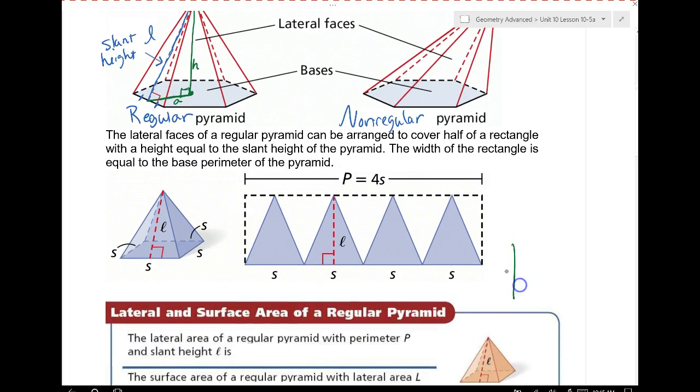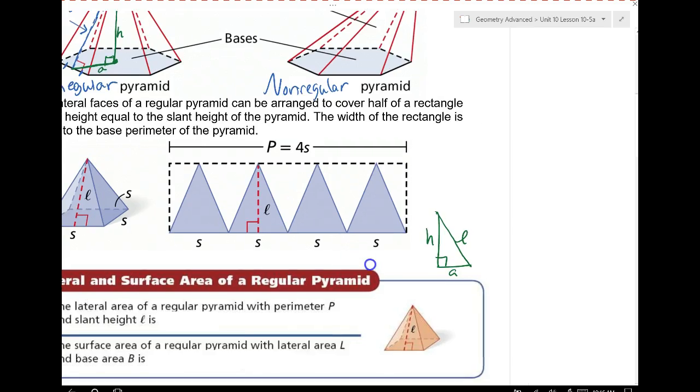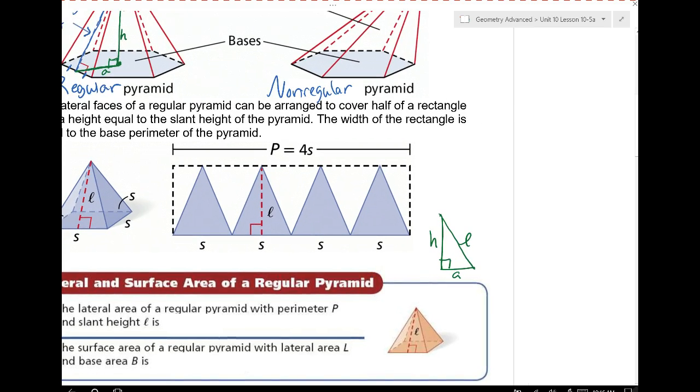That means the physical height of a regular pyramid, the apothem of the base, and the slant height make a right triangle. You're going to have to use that idea in order to solve, especially for volume. So we're going to use the fact the height, the apothem, and the slant height make a right triangle. But the other thing that we even did earlier makes sense.